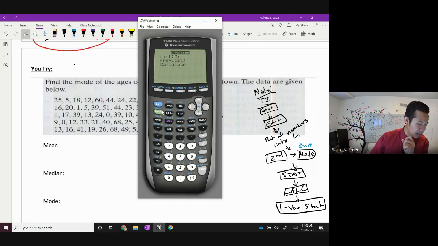So if I wanted to change to L2, you have to hit the blue button and then hit 2 so I can tell it my data is in L2, or my data is in L3. But right now my data is in L1.